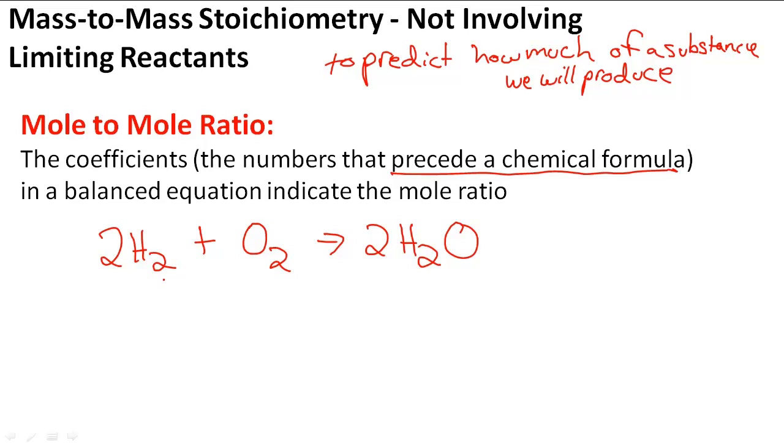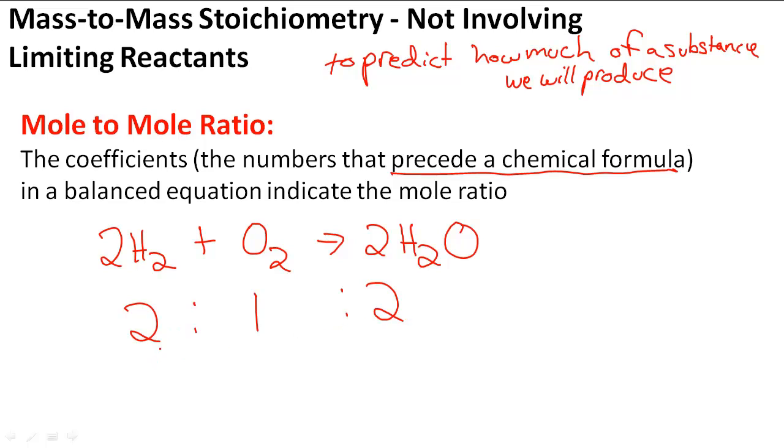2H2O, what it's saying is that for every 2 moles of H2 molecule, I have to add 1 mole of O2 molecule so that I can get H2O, 2 moles of H2O molecule. So it's a 2 to 1 to 2 ratio.